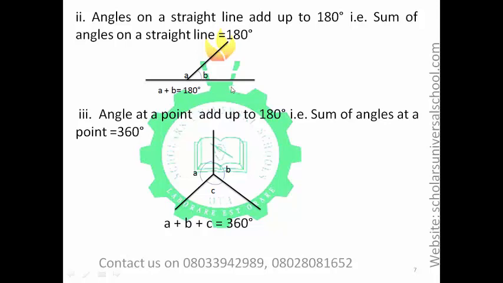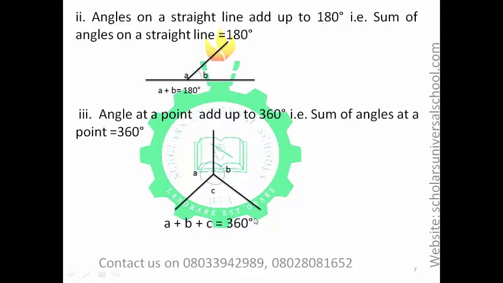Let's refer to this as your diameter line. It bisects the circle into two. By the time you cut it off, the upper side, that semicircle is 180 degrees because it's half of 360. So angle A plus B is equal to 180 degrees. Angles at a point add up to 360 degrees. That is, sum of angles at a point is 360 degrees. So when you have angle A plus B plus C, it is equal to 360 degrees.